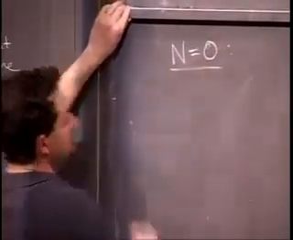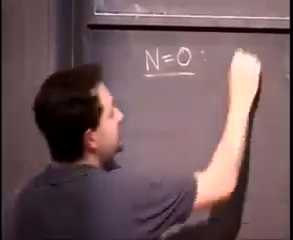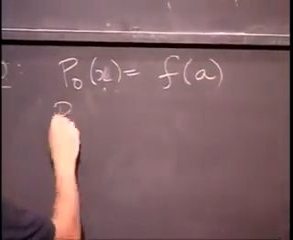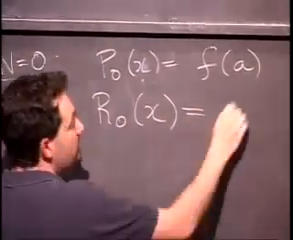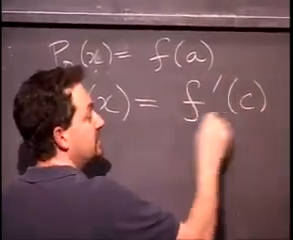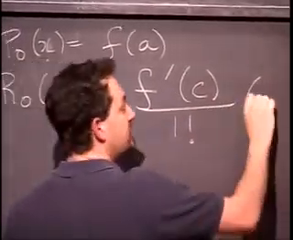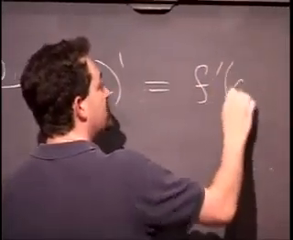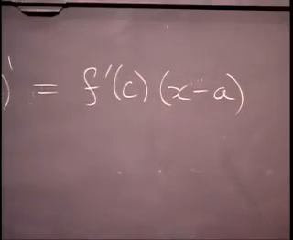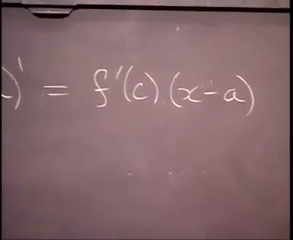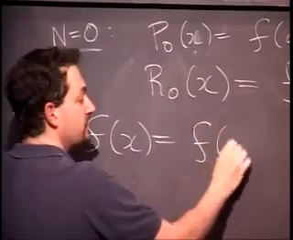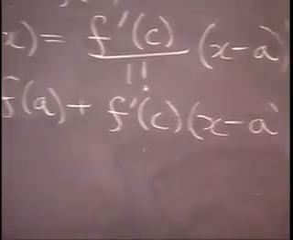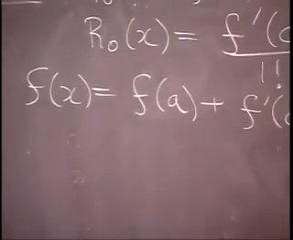Now, what happens if n equals 0? Let's just put this in context here. Suppose n equals 0. Well, P0 of x is just the first term, f of a. Whereas according to the formula, R0 of x is the first derivative at c divided by 1 factorial times x minus a to the 1, otherwise known as f prime of c times x minus a. Okay, so according to this theorem, f of x is the sum of these two. It's f of a plus f prime of c times x minus a, where again c is between x and a. So that's a special case of this theorem.